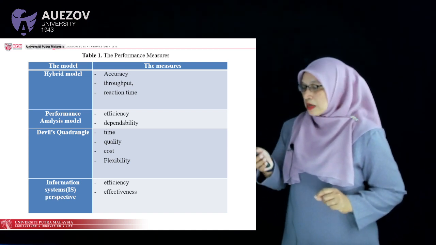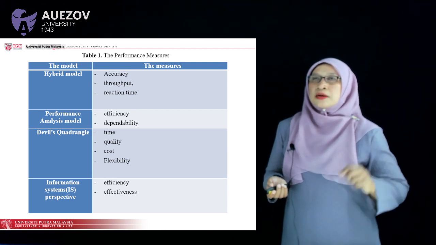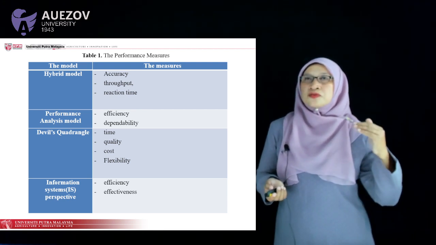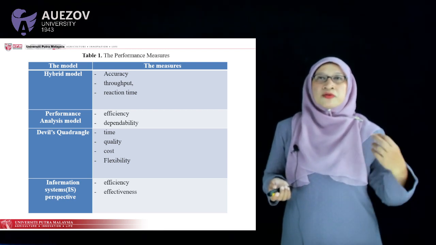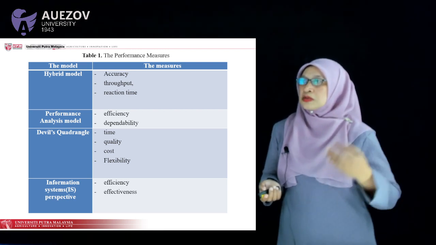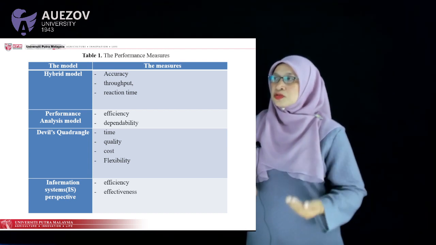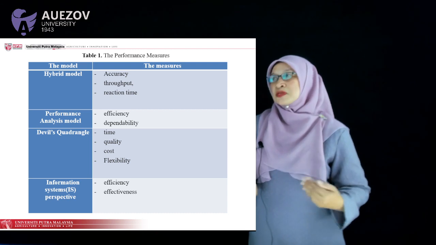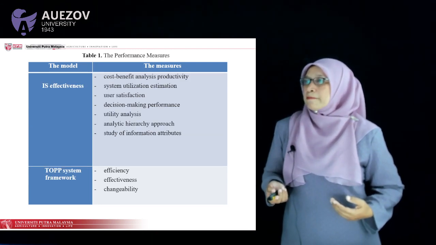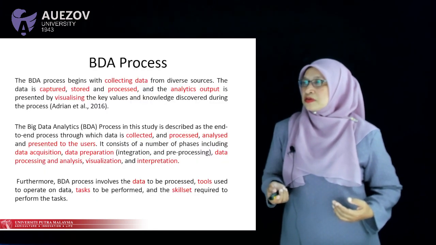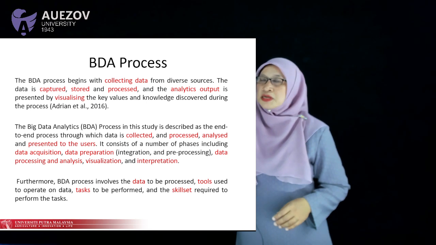Besides all those models here, we are also trying to collect the measures highlighted from those models. Listed here are the performance models, related performance models, and the measures highlighted in the models. I will go very fast on this one. That is on performance measurement.